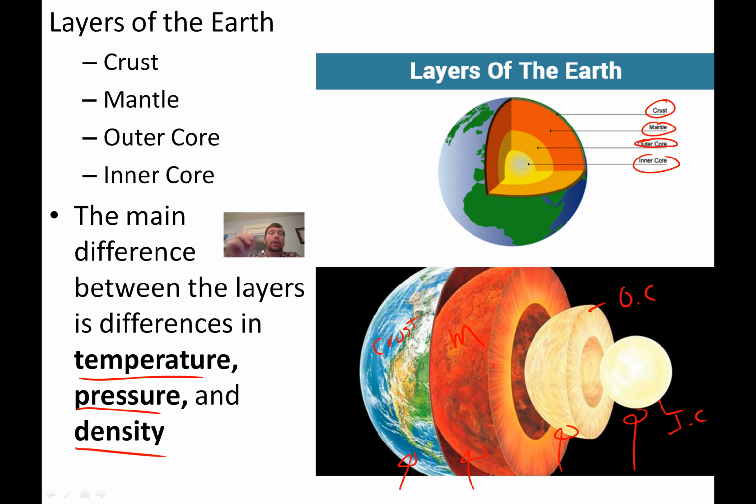Basically, as you go down from the crust toward the core, your temperature goes up, your pressure goes up, and your density goes up. So the inner core is the hottest, most dense, with the most pressure on it. The crust is the coolest, least dense, with the least amount of pressure on it. And it's these differences in temperature, pressure, and density that make the layers show up as distinct layers.